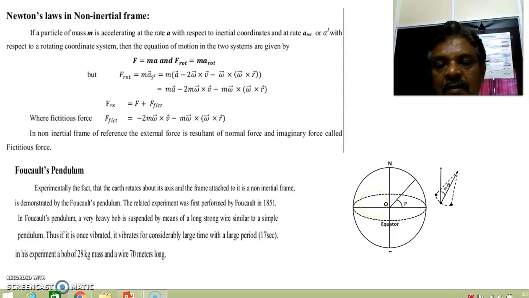This is a pendulum, like a simple pendulum, designed with a weight of about 28 kg, and the length of wire of this pendulum is nearly 70 meters. It was fixed in the northern hemisphere of the earth by Foucault in 1851. He observed that there is a rotational effect on the frame of reference, meaning the vibration of the pendulum is under the effect of the rotation of the earth.